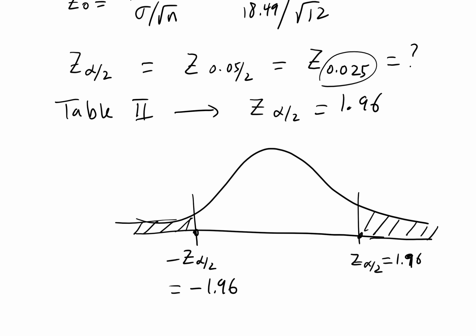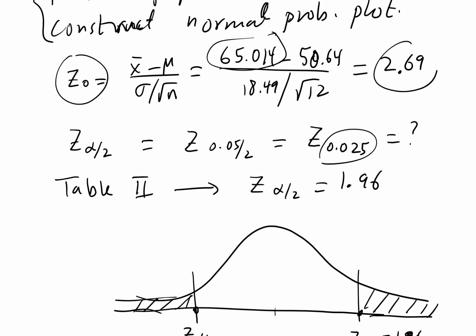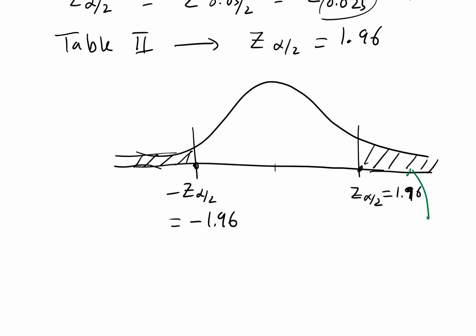Okay, so we have two critical regions or two rejection regions. What we need to do here is find out what we got for z sub 0. Z sub 0 was 2.69. Where is that located here? Somewhere here, 2.69. So notice where the z sub 0 value fell: in one of those rejection regions, right? So this means we reject the null hypothesis.